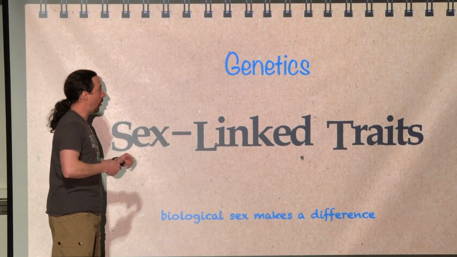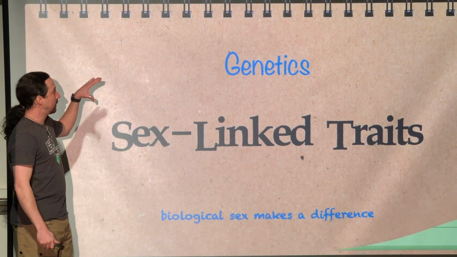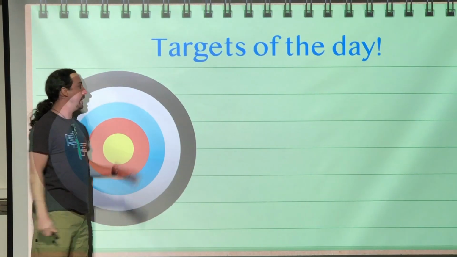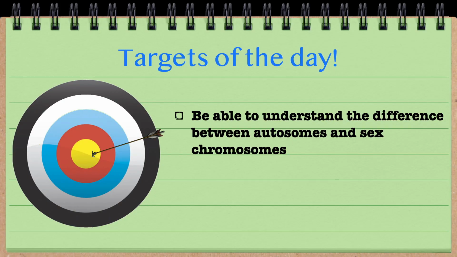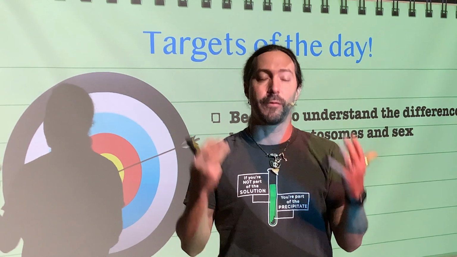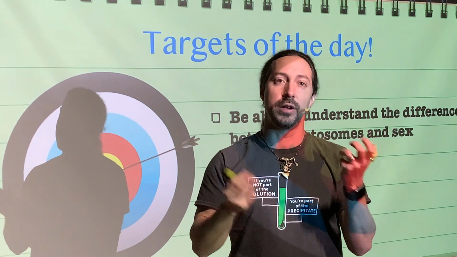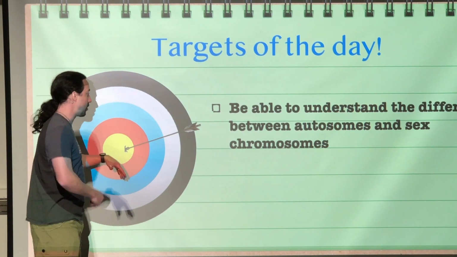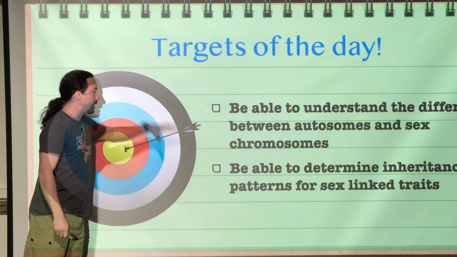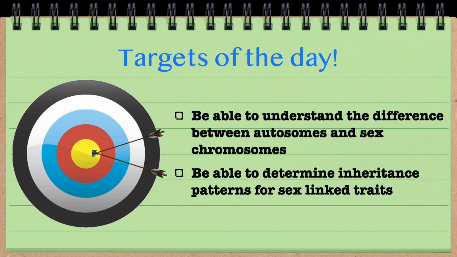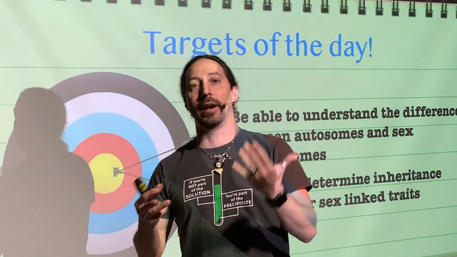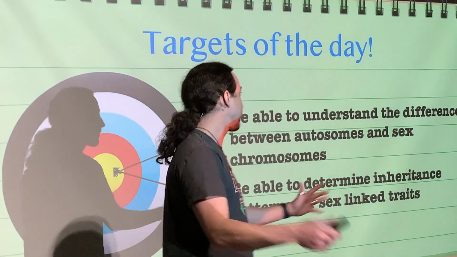So, our learning targets for the day. The first learning target is to be able to understand the difference between autosomes and sex chromosomes. Not all chromosomes are exactly alike. There are going to be some differences, and we categorize them in these two different ways, autosomes and sex chromosomes. Then we're going to look at being able to identify inheritance patterns for these sex-linked traits. What's going on when our genes are on a sex chromosome?